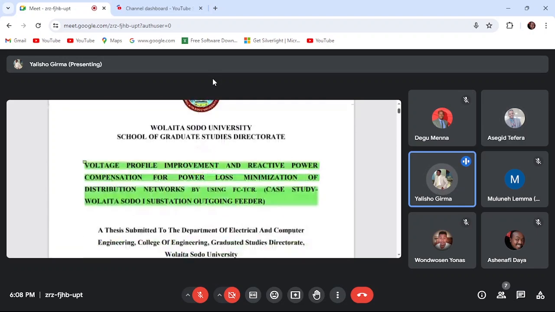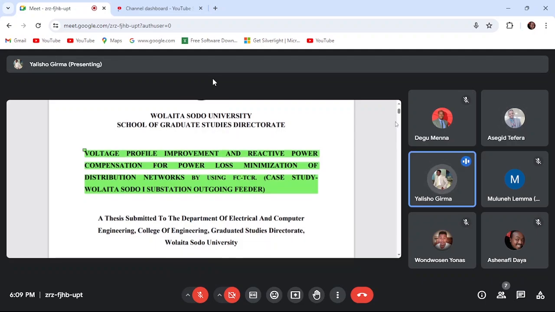So I don't like to focus on the document write-up issues. I just want to see the major technical parts which have to be rectified by the candidate.